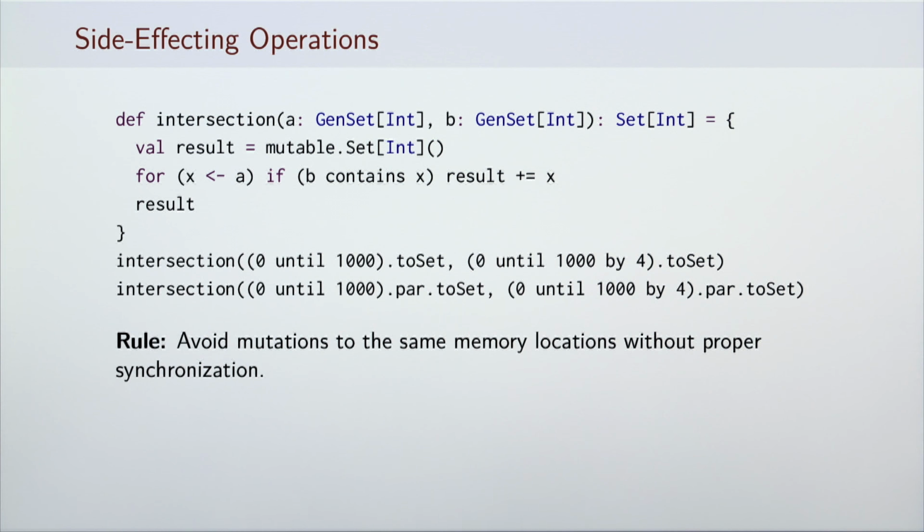This snippet demonstrates an important thing to remember when using parallel collections. Avoid modifying the same memory locations without proper synchronization. The mutable set in this example represents the same memory locations. Since we do not know anything about the set's internal representation, we have to assume that two invocations of the plus equals method can modify the same memory location, or otherwise leave the set in some inconsistent state.